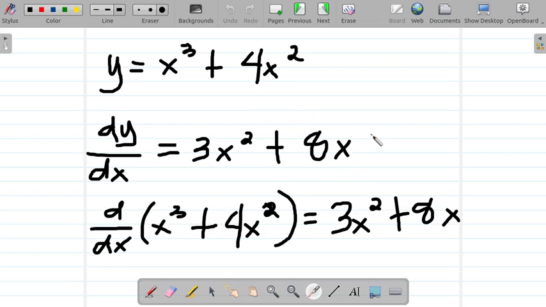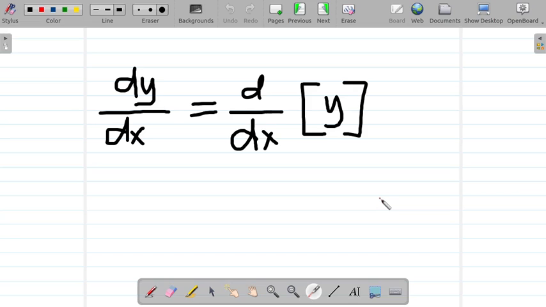So that is the difference between dy over dx and d over dx. But they are the same. The d over dx is just instructing you to derive y in terms of x. The dy over dx is the derived answer. So, that is 3x squared plus 8x. So, dy over dx is just equal to d over dx times y.